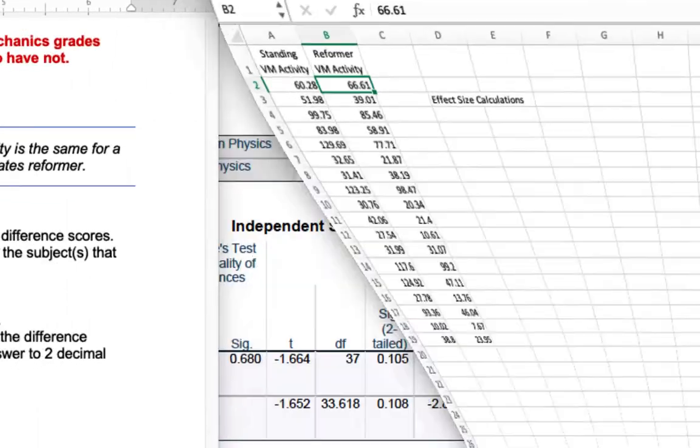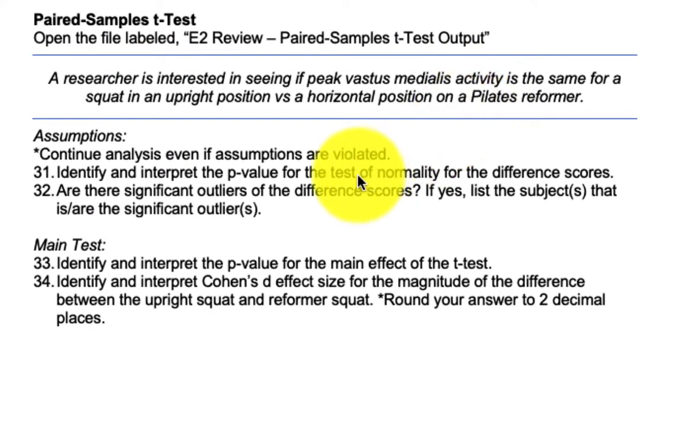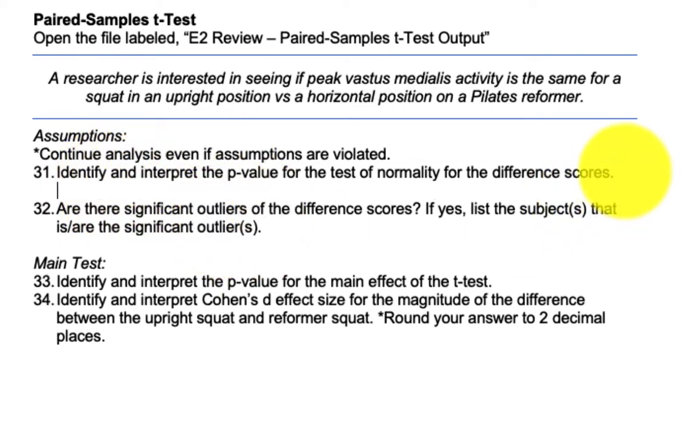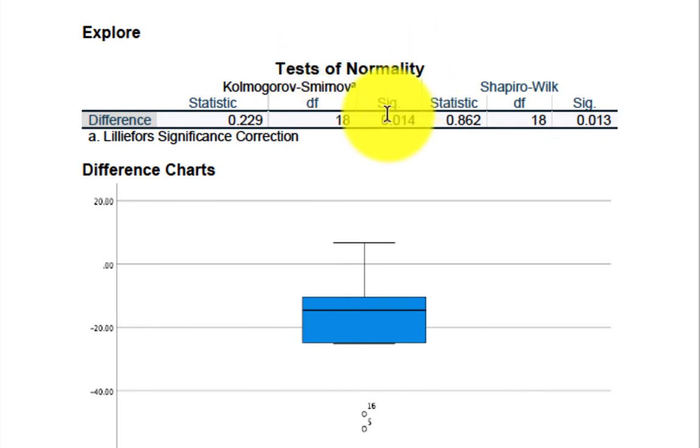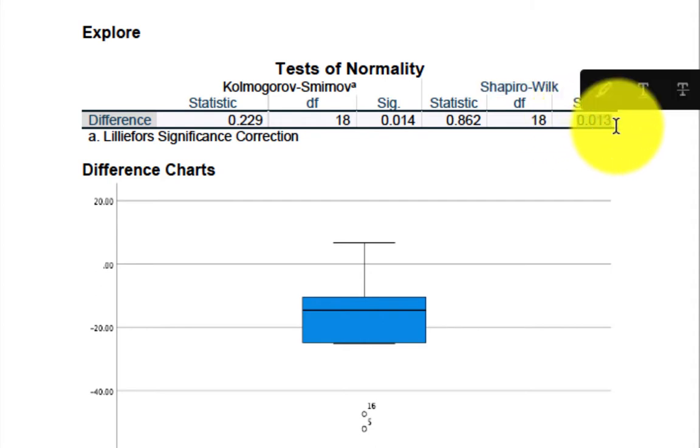So given that information, we want to know if we met our assumptions or not. In SPSS, you would have calculated the difference scores and then run a normality test on those difference scores, as well as generated a box plot to identify if there are any significant outliers. On our output, I've included the test for normality, where you're specifically looking at the Shapiro-Wilk test, and more specifically the p-value for the Shapiro-Wilk test.